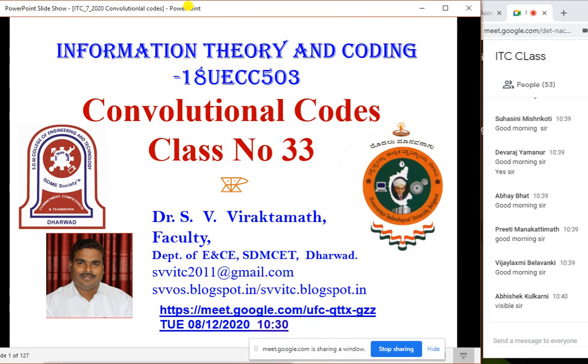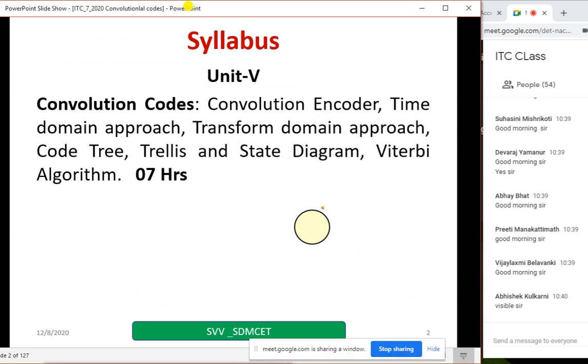We have already discussed linear block codes and cyclic codes. Now we are going to discuss convolutional codes. It's a 7 hours syllabus: convolution encoder, time domain approach, transfer domain approach, code tree, trellis and state diagram, and Viterbi algorithm. We are going to discuss these in this particular chapter.